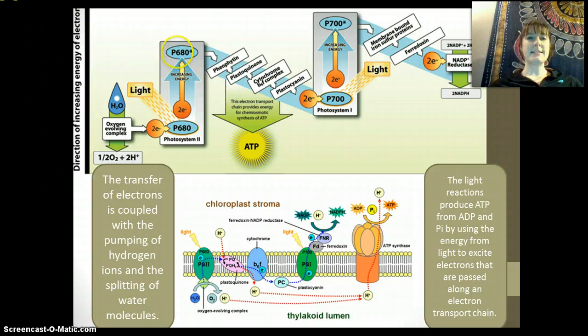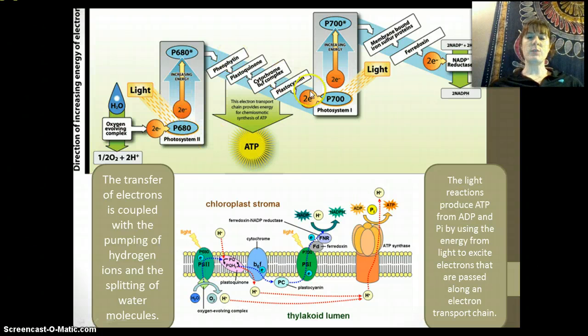Then that's going to be passed down to the next protein, and passed to the next protein, and passed to the next protein. And as the electrons are passed between proteins, that is going to allow some hydrogen ions, some protons, to be pumped on one side of the membrane into that thylakoid on the inside. We're eventually going to get to photosystem 1, where another beam of light, another photon, is going to re-excite those same electrons so they can again be brought back down here and eventually accepted by NADP+ to create NADPH.